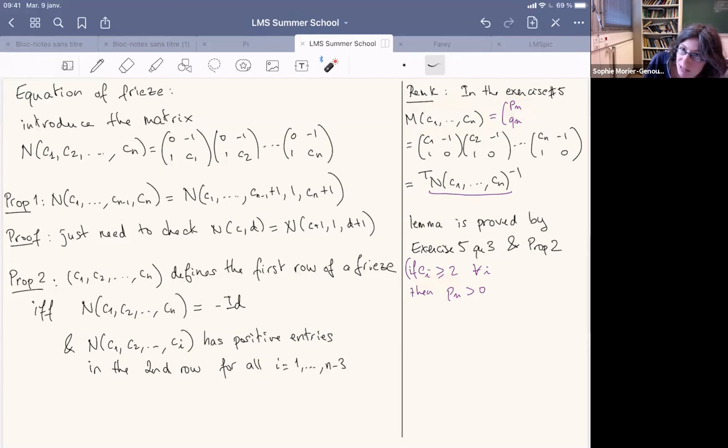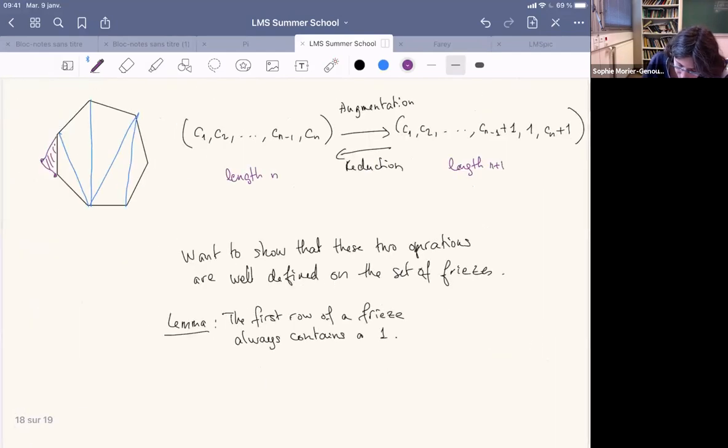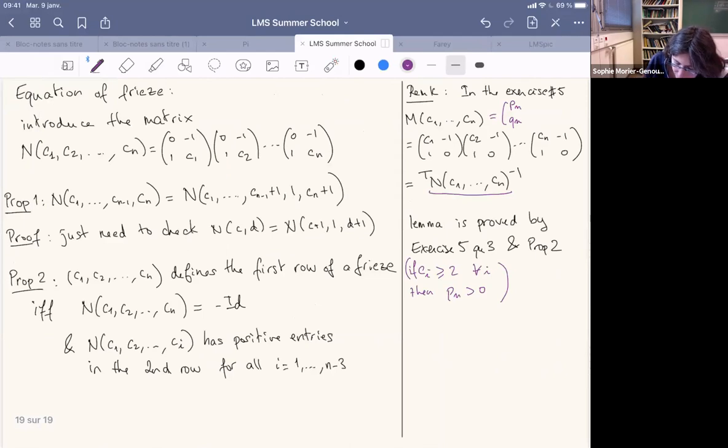So this is a way to prove that if we know proposition 2, if we have a frieze, this matrix is minus identity. But if the Ci's are all greater than 2, this is not possible. So we deduce the lemma that we have to have a 1 in the first row. Okay, so this is the proof for the first lemma here. It's something that is shown in the exercise and a consequence of this proposition 2.